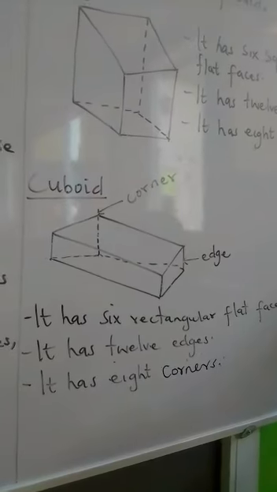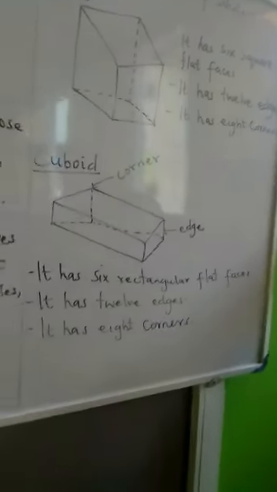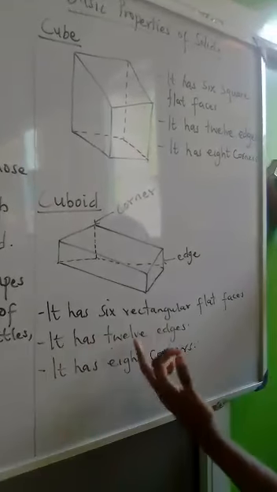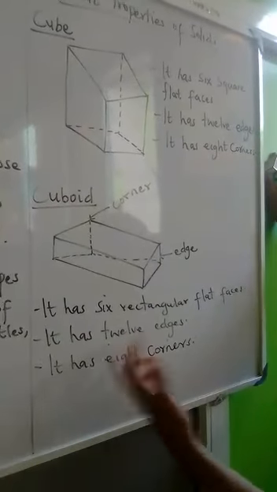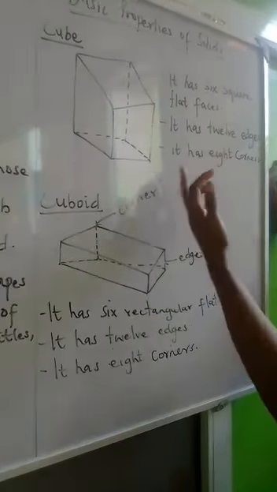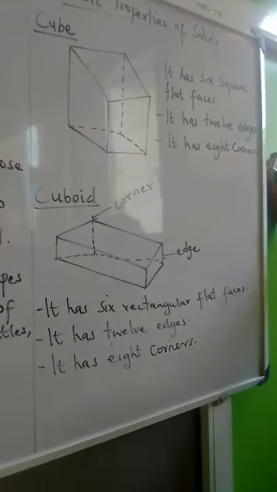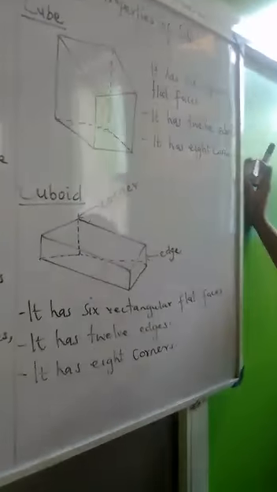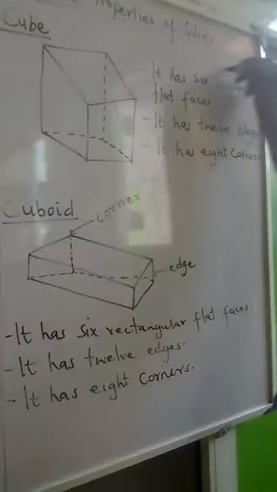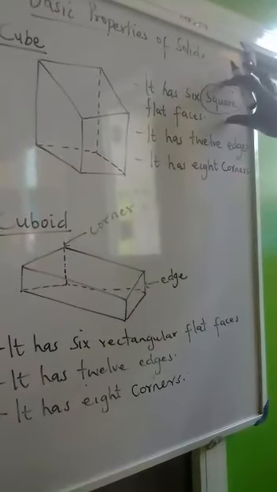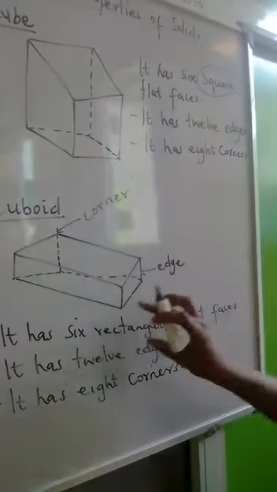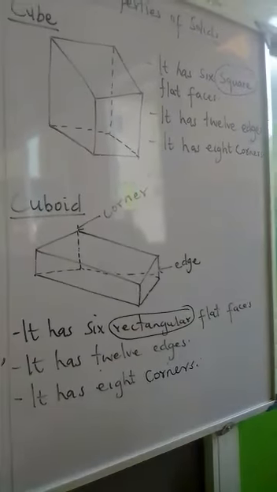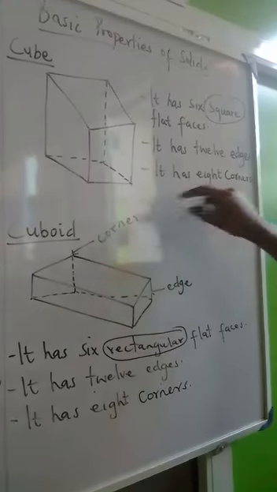When you look at these two shapes, you see that they are almost similar. You want to look at the difference between a cube and a cuboid. What's the major difference there? A cube has 12 edges, and also a cuboid has 12 edges. A cube has 8 corners, and also a cuboid has 8 corners. But when you look at the faces, a cube has 6 square flat faces, whereas a cuboid has 6 rectangular flat faces. So the major difference there is that the faces are different.